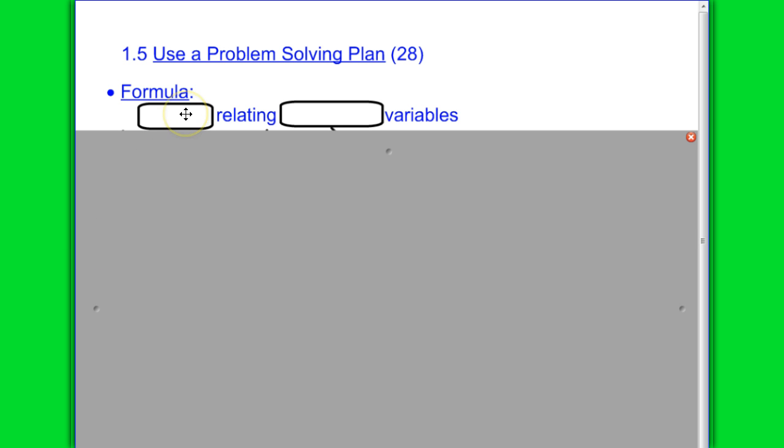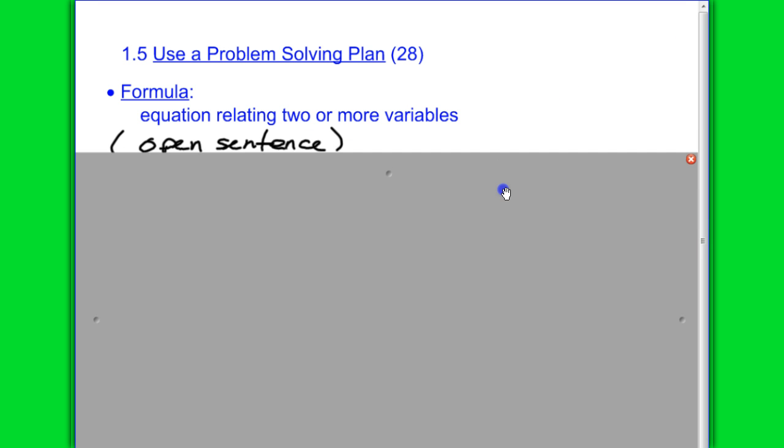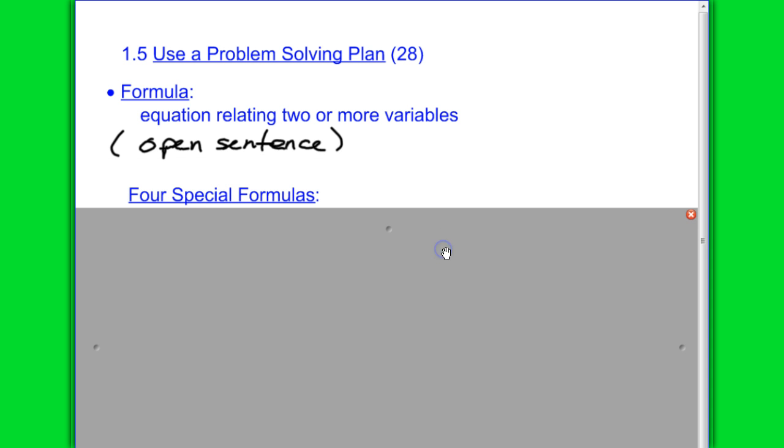So with formulas, we always have more than one variable. It's an equation relating two or more variables. And you have then an open sentence where there are often infinite possibilities, and you might know one of the unknowns, you might substitute, and then you'll find an output, right? We have 4 special formulas that you have used that you may also need to use today. So we're just doing a quick review of these 4.